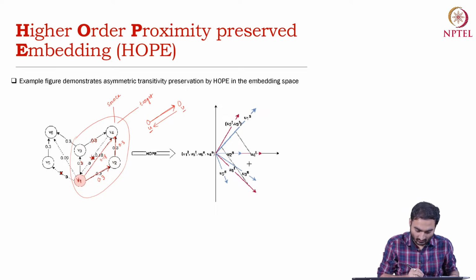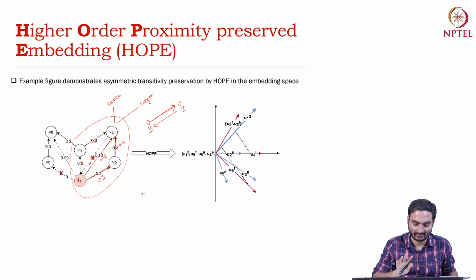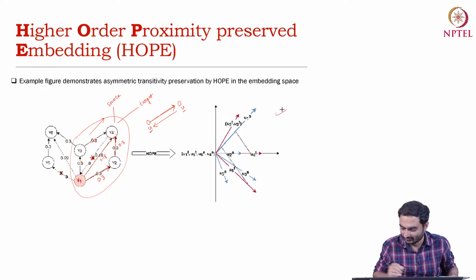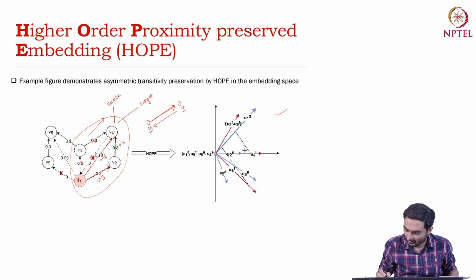So if you think of this case, as I mentioned, V4 is also close to V1, but V4's target embedding should be close to V1's source embedding, whereas V4's source embedding should not be close to V1's target embedding, which basically indirectly says that there should be an edge from V1 to V4, but not V4 to V1. This is the embedding space. As you see here, these arrows are basically vectors.